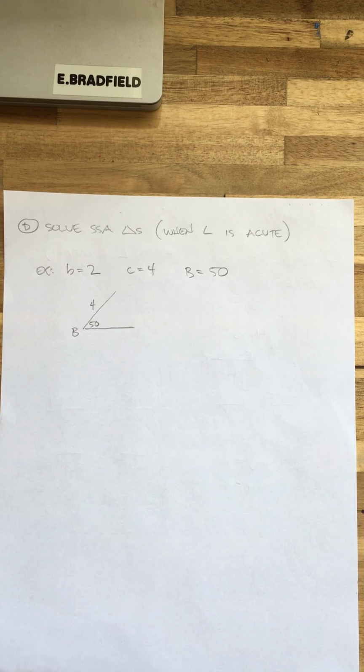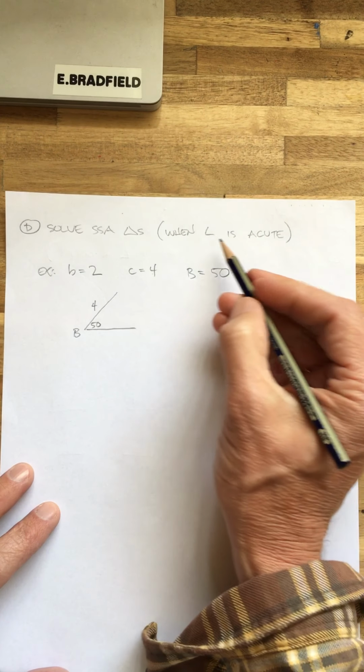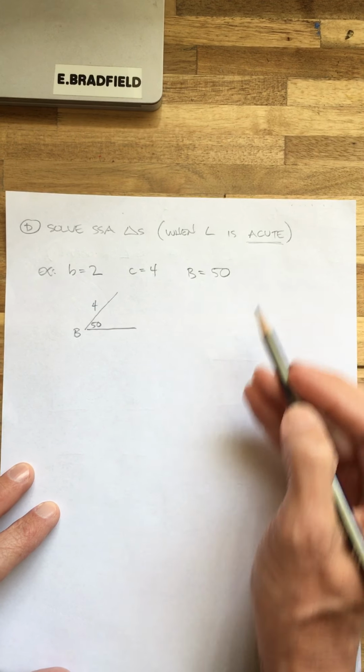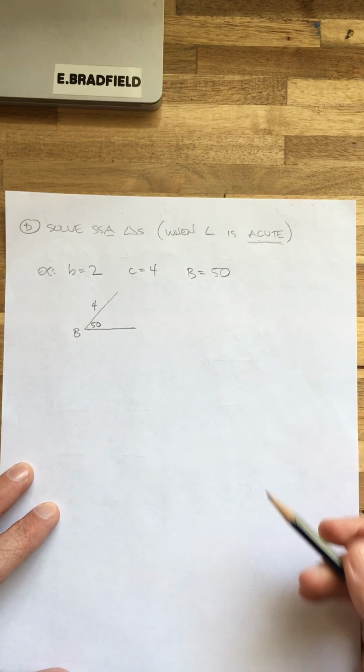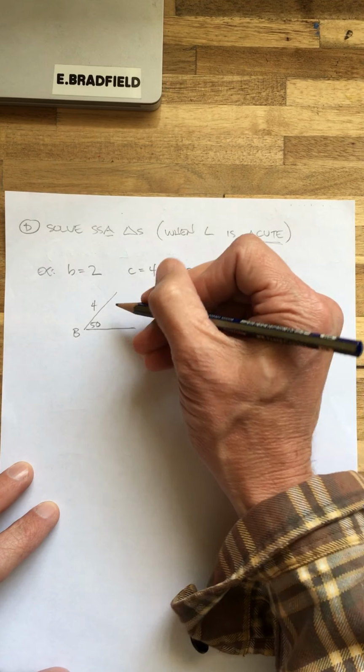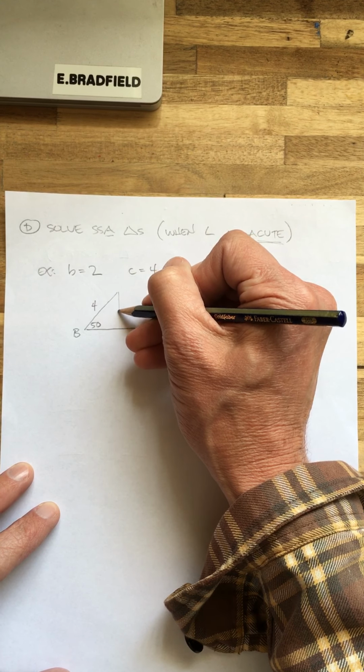Okay, so here's the thing. This is what you have to do anytime you have an acute angle. Anytime you're solving a triangle and they only give you one angle and that angle is acute, you first have to find the height of this triangle right here.